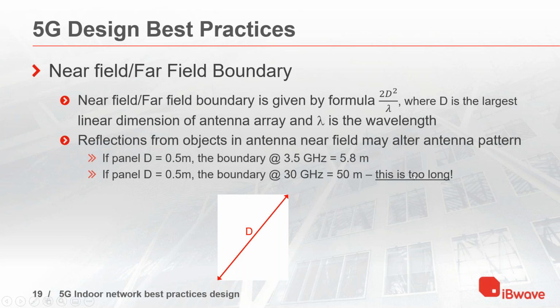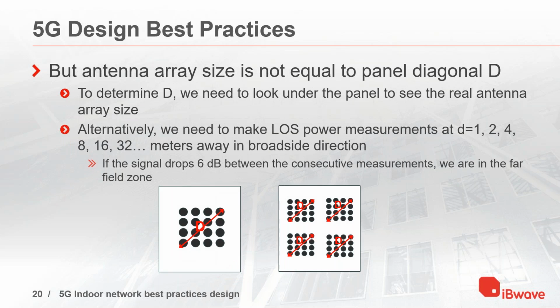Interestingly enough, the higher you go in frequency, the larger the boundary gets. And so this looks like 50 meters. It is very, very long. So what do we do about it, and why do we care? Well, first of all, let's see if what I said on the previous page is true. And to tell you straight up, it is not, because when you open the panel, the antenna array is not going to be spread out over the whole panel. It will be grouped into a tighter space.